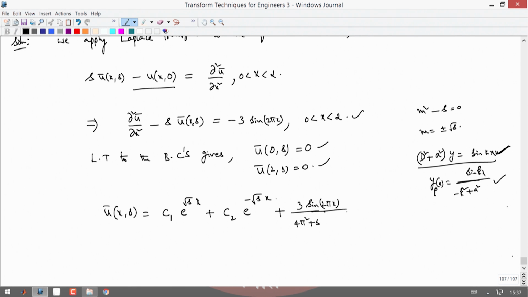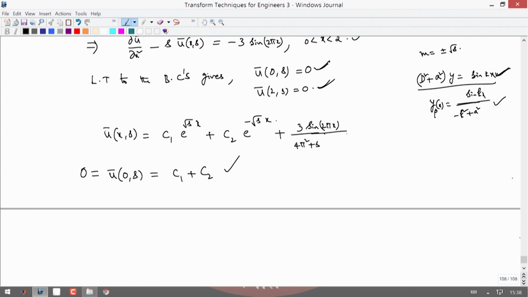So, once you get back this solution, you apply these conditions. U bar at 0, s is going to be C1 plus C2 plus this is 0, which is equal to 0. The other boundary condition is U bar at 2, s, which is C1 e power 2 root s plus C2 e power minus 2 root s plus 3 times sin 4 pi, that is also 0. So, these two, if you solve, will give me C1 and C2 have to be 0.